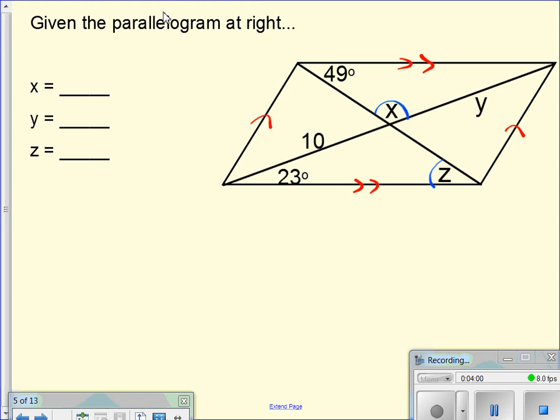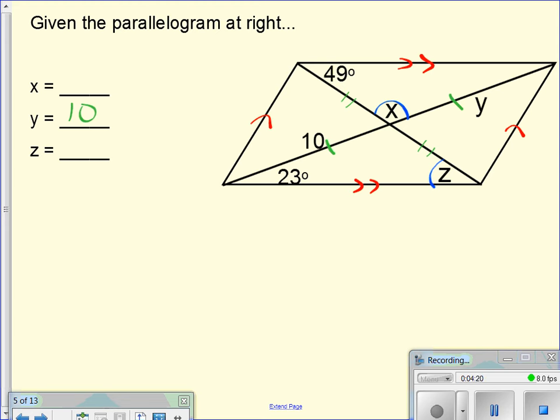Let's do green. The first thing that jumps out to me is my fourth property that I revealed 2 slides ago. The diagonals bisect each other, meaning this and this are equal. This and this, they're equal. That tells me right off the bat that y is 10.